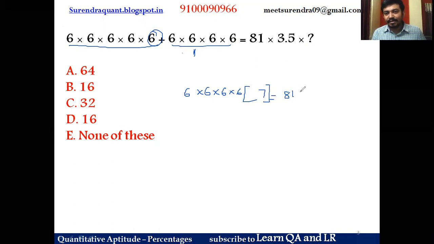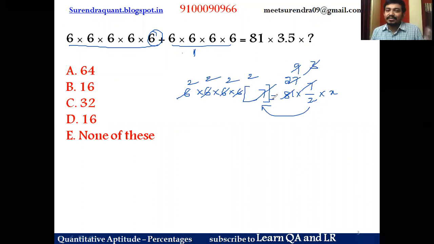This is 81 into 7 by 2 of question mark place, take it as x. So 7, 7 cancel. So 3 2s are 3 27s are 3 2s are 3 9s are 3 2s are 3 3s are, and 3 goes 2 times. If I take this 2 to the left side, 2 into 2 into 2 into 2 into 2, 2 power 5. 2 power 5 is 32. So 32 is the x value. So option C. Very simple question, right?